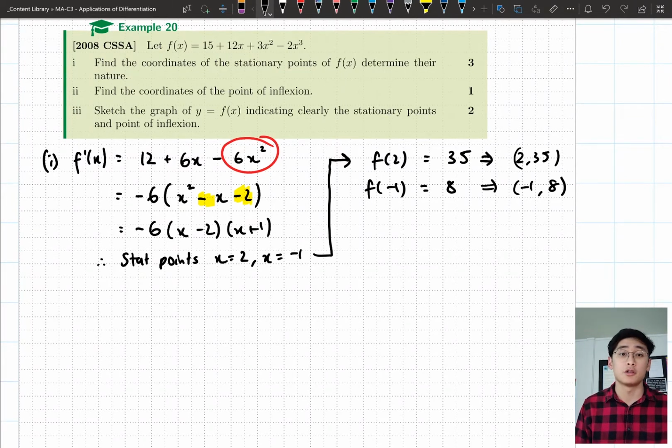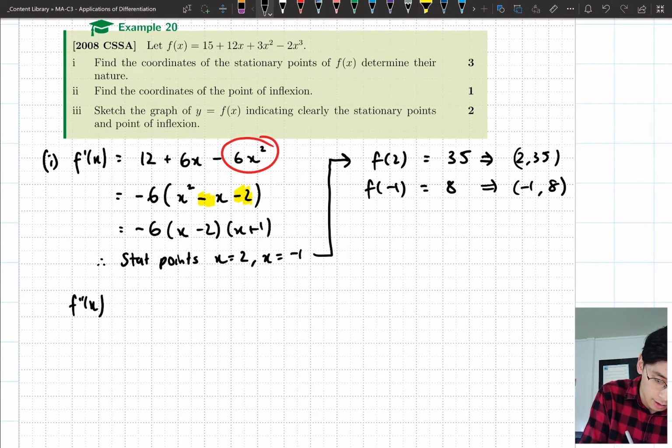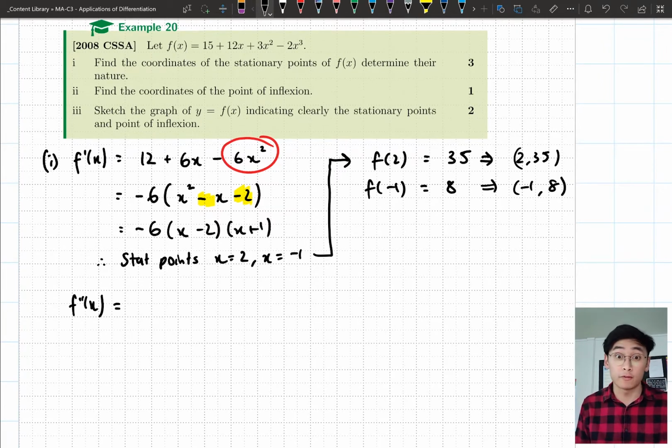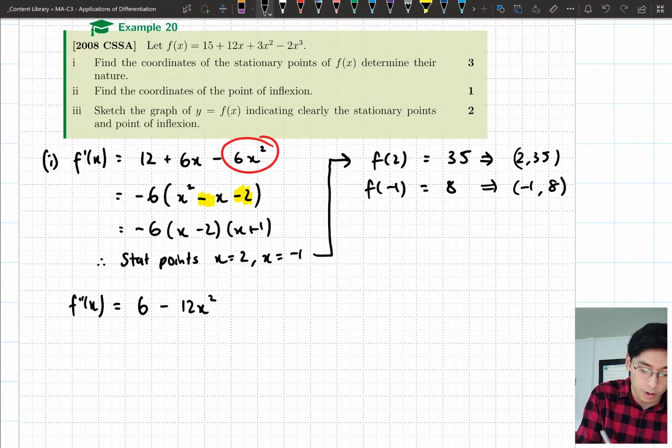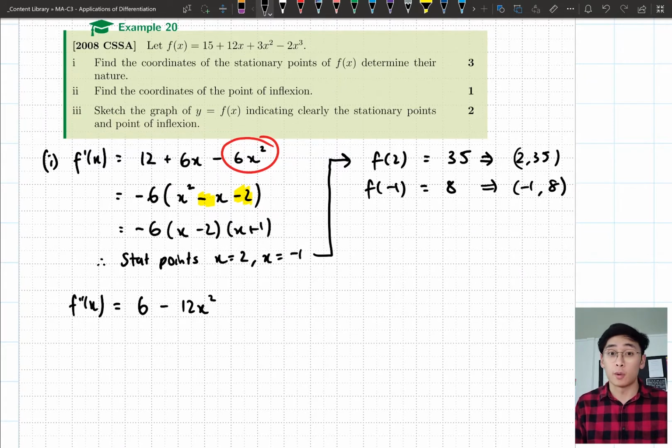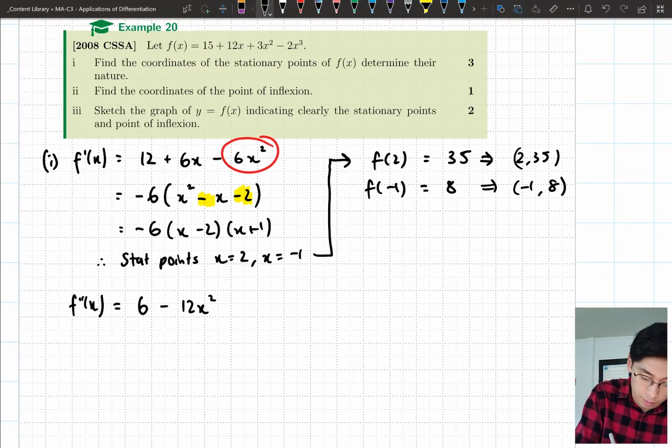Now this one, I'm going to use the second derivative to help me figure that out. So let's find the second derivative. f double dash x is equal to, okay, let's differentiate my first derivative again. That 12 disappears, and so then I move on to the next term. So I've got 6x becomes 6, minus 12x squared. Okay, the way I determine the nature of these stationary points is to sub these x values into the second derivative. So let's do that. So I'm going to get f double dash of 2 and f second derivative of negative 1.